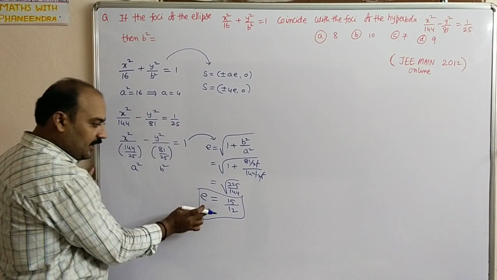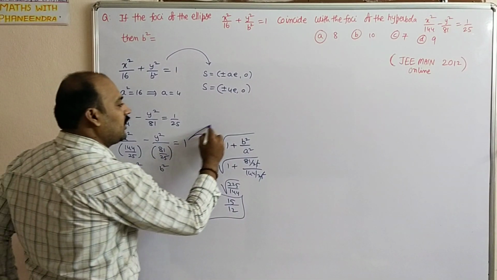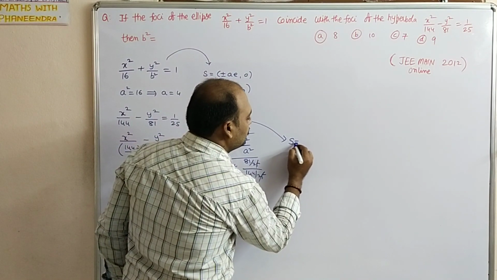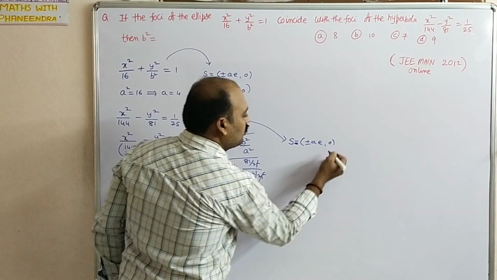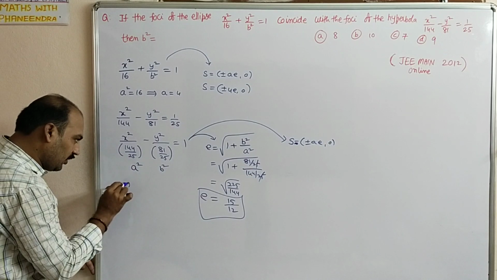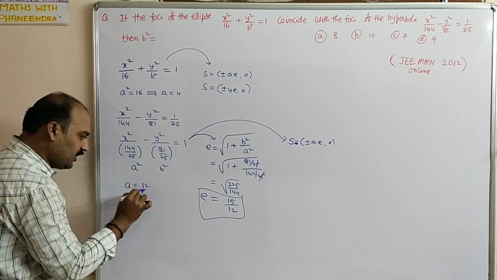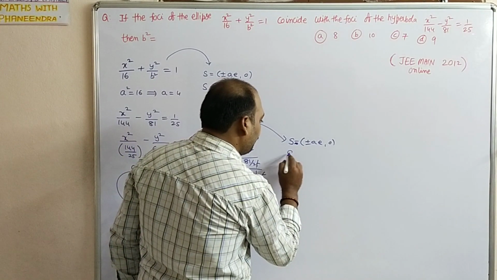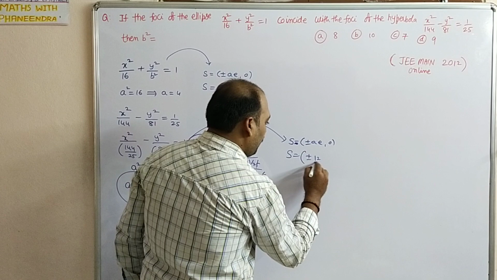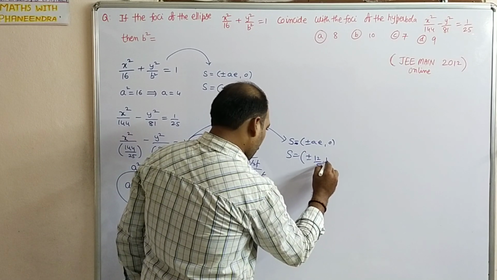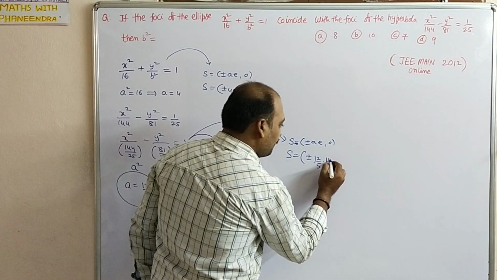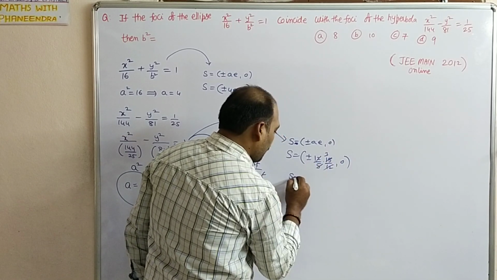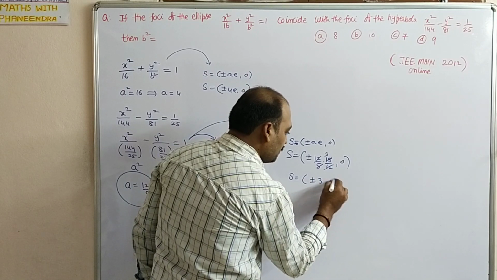After calculating the value of eccentricity, we need to calculate the foci of this hyperbola. Foci of this hyperbola is plus or minus ae comma 0. So what is the a value? A square equal to 144 by 25, so a is obviously 12 by 5. We know the a value and the e value. Substitute here plus or minus 12 by 5, and the eccentricity value is 15 by 12, comma 0. So 12 gets cancelled, 5 ones are 5, 3 fives are 15. So S is equal to plus or minus 3 comma 0.